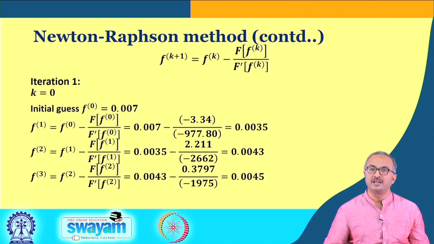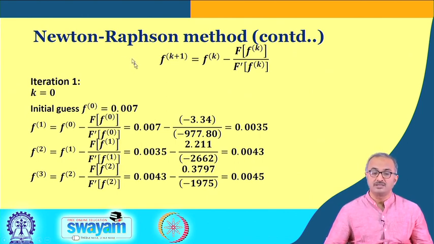Then we take another guess value, 0.007. Now, when we use this value, we can see how fast we are getting towards some kind of converging value. You see that 0.007 was brought down to 0.0035, then it goes to 0.0043, and then it moves to 0.0045. We are almost reaching convergence with this particular method. So you can see that the Newton-Raphson method highly depends on the initial guess values.